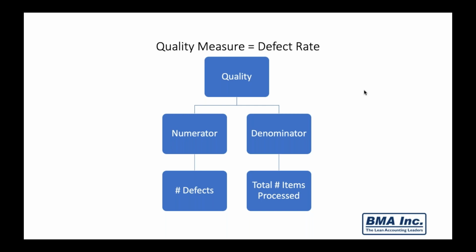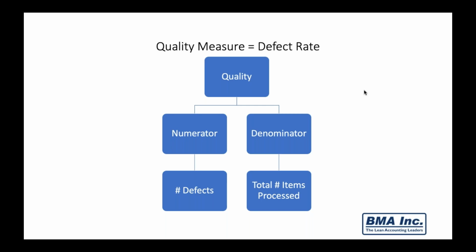So borrowing a page from manufacturing, we want to understand the defect rate. What is the ratio of defective items over total items processed? So an item would be an accounts payable invoice or an accounts receivable invoice. Then the question is, how many defects do you have? We will explain defects here in a minute or two.